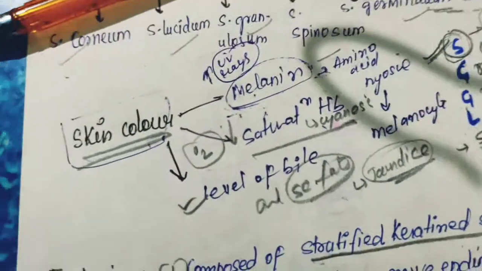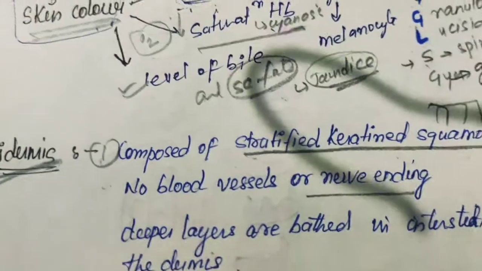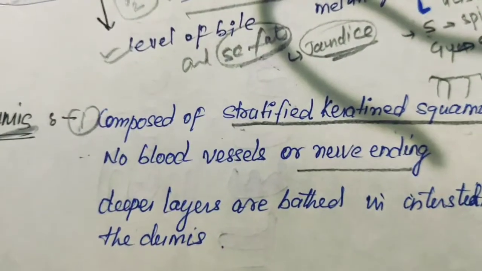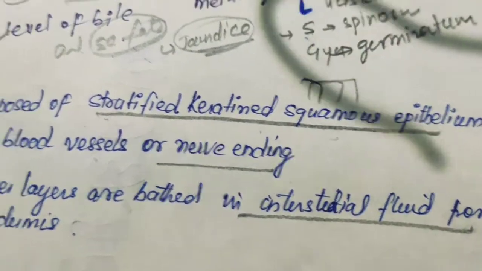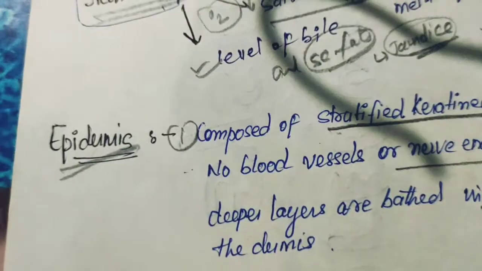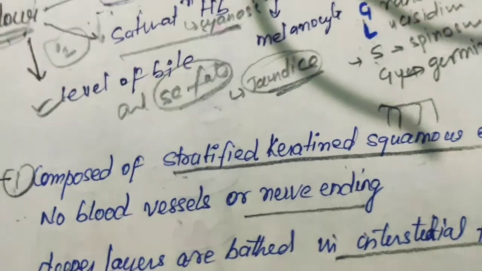So what does the epidermis contain? It doesn't contain any blood vessels or nerve endings, and the deep layers are bathed in interstitial fluid. What is interstitial fluid? It is the fluid other than the fluid which our cells contain. So the deep layers are just bathed in that interstitial fluid.